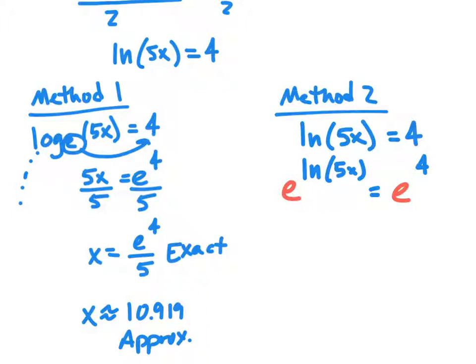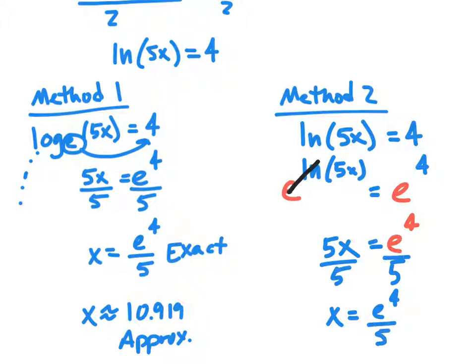Now, here's the deal. Simplifying this, what you have to understand is that e and natural logs, think about it, a logarithm solves for an exponent. It's an inverse operation. So when you have a log inside of your exponent, it undoes your exponent, and you're simply left with 5x is equal to e to the 4th power. Then you would just divide both sides by 5, and you'd get the same thing, that x is equal to e to the 4th over 5.